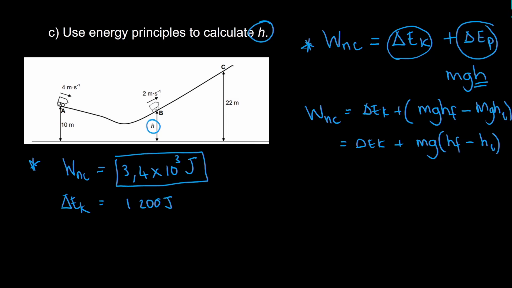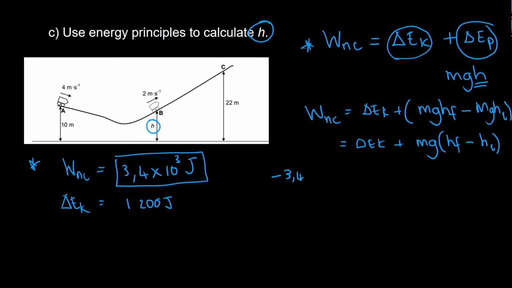We need to write that as a negative value. The reason why is because that is the work done to take energy out of the system. It is because of friction, and so we're going to write it as a negative value, 3,4 times 10 to the 3. Our change in kinetic energy, because it is also referring to the energy that is removed from the system, is also going to be a negative value. That's what we got.